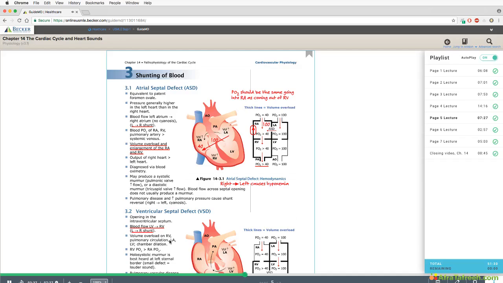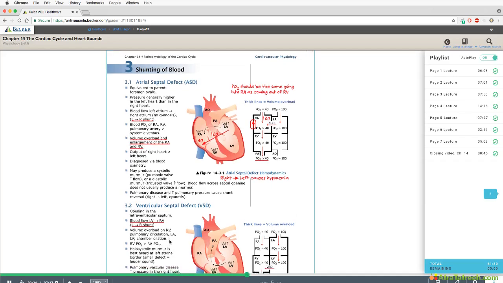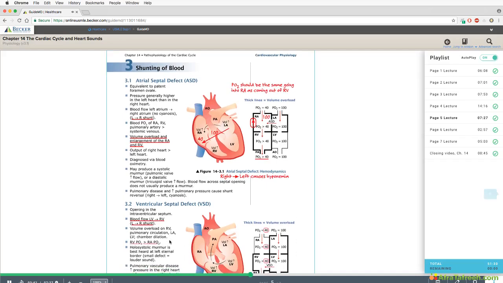Now, the difference in this case is there is no increase in right atrial PO2, but there is an increase in right ventricular PO2. And because you have a left to right shunt, the output of the right ventricle is now going to be selectively increased. It is again greater than the output of the left ventricle. And because you have that selective increase in the output of the right ventricle, you can hear splitting of the second heart sound during the respiratory cycle.